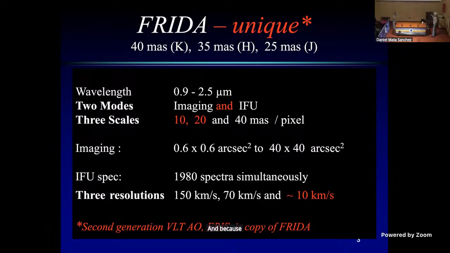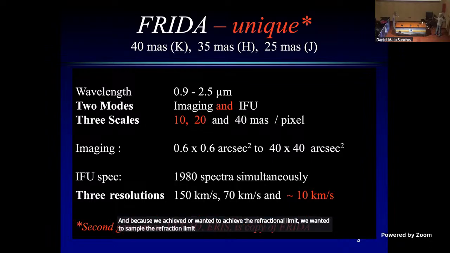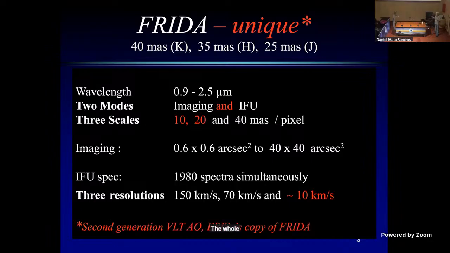Because we wanted to achieve the diffraction limit, we wanted to sample the diffraction limit correctly. And then we have these small pixel scales that need sampling the whole near infrared. When I say infrared, I refer almost to 1 to 2.5 microns. So these are 10 and 20 milliarcseconds.